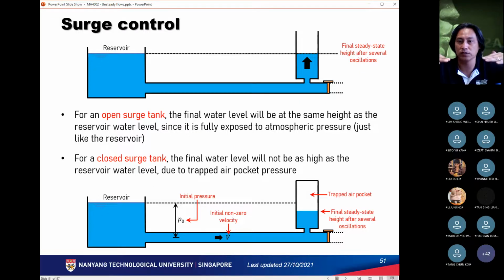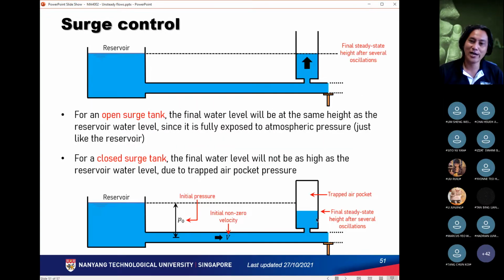Because as the water goes up gradually in the surge tank, the pressure of the air that's trapped inside the surge tank is going to go up. And if the air pressure goes up, it's going to be pushing down the water as well. So it's a rather nice way of controlling the amount of water that you allow to go into the surge tank.